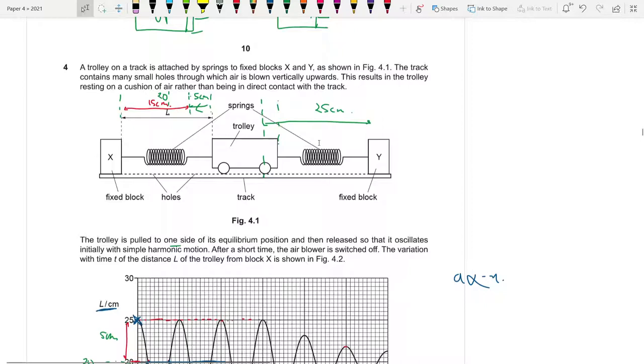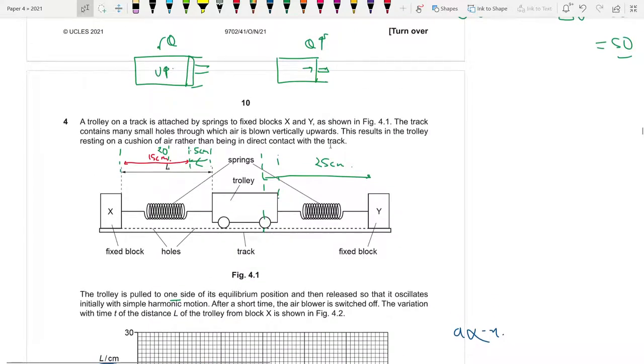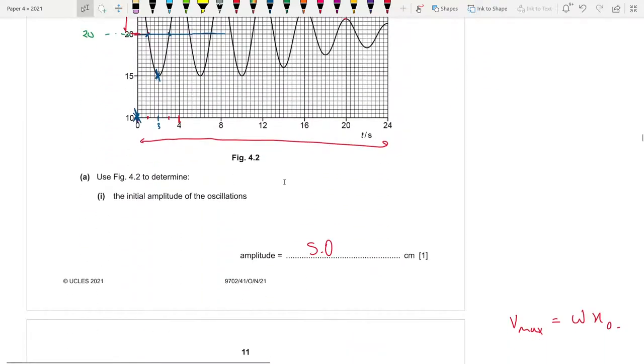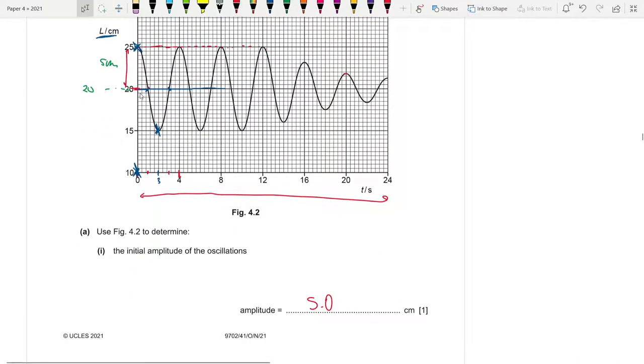Okay, so basically the springs were already extended, do you understand? But we just reduced the extension of one and increased the extension of the other by 5 each. Now determine the initial amplitude of oscillation. So basically subtract 25 and 20, or 20 minus 15. That gives us 5 centimeters.